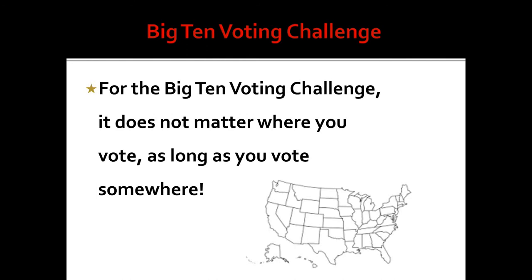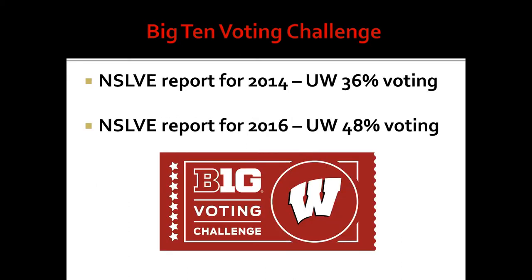For the Big Ten Voting Challenge, it does not matter where you vote as long as you vote somewhere. In 2014, the UW-Madison turnout was 36%. Almost 2 out of every 3 students did not vote. In the presidential election, 2016, the turnout was 48%.